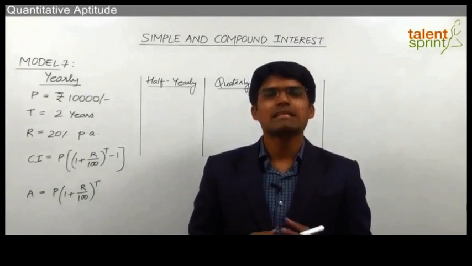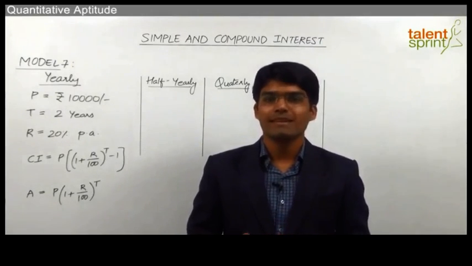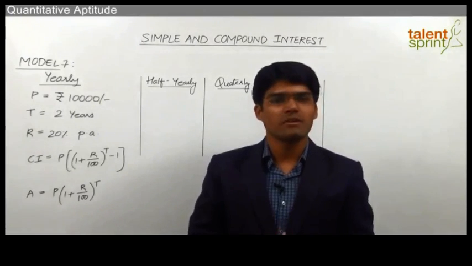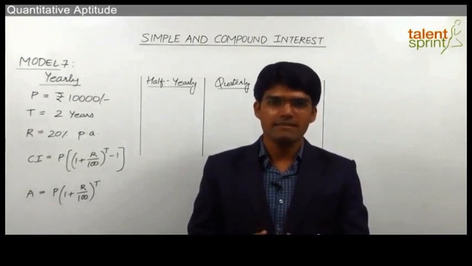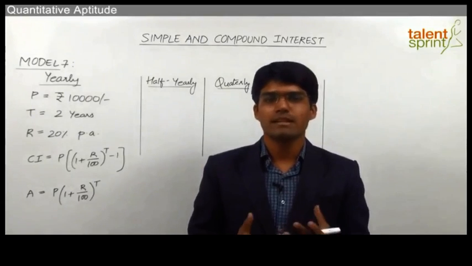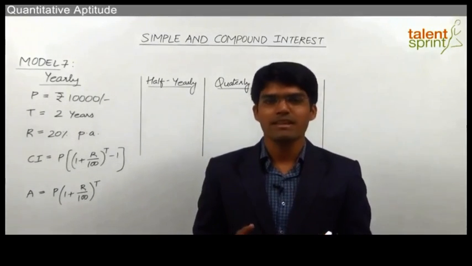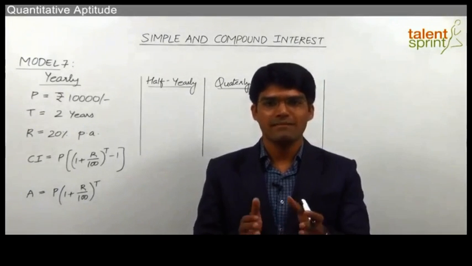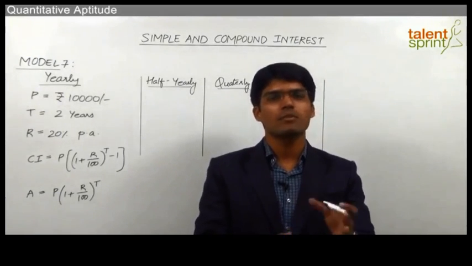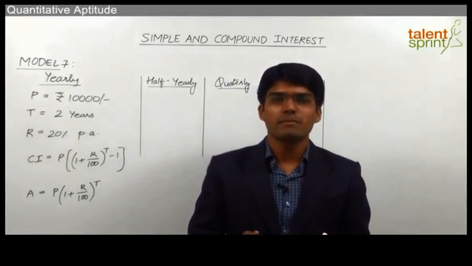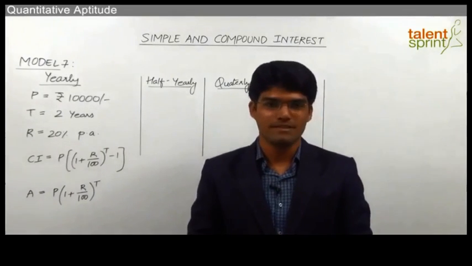That means, in case of half-yearly compounding, the interest is calculated at the end of every half a year, or at the end of 6 months. And if the interest is calculated after every 6 months, it is obvious that the principal also changes after every 6 months. Why? Because it is a compounding procedure. As and when the interest is calculated, it has to be compounded to the principal amount. So in case of half-yearly compounding, the principal changes after every 6 months.